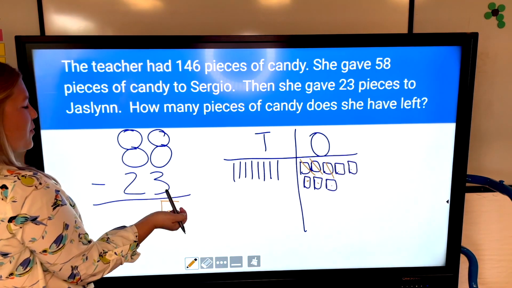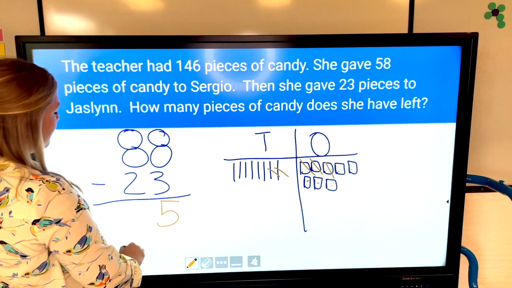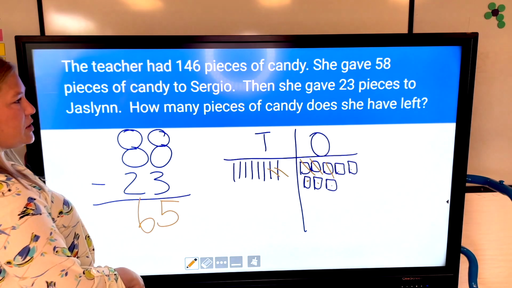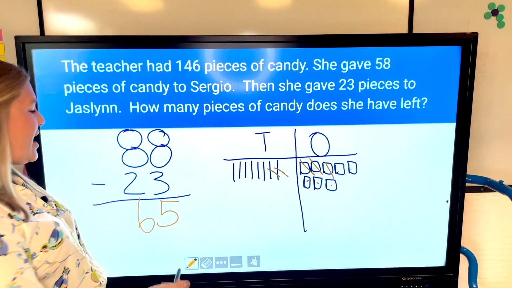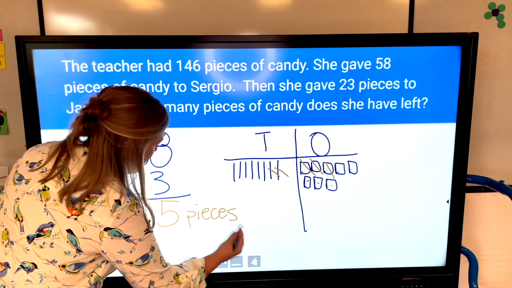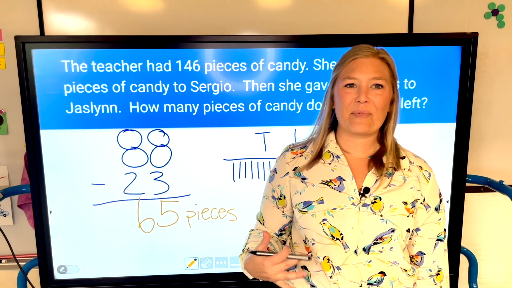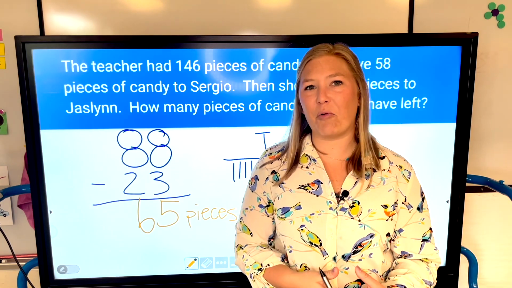And I can take away 2 from my tens column. And I see I have 1, 2, 3, 4, 5, 6 left. So how many pieces of candy does she have left? She has 65 pieces after she gave them away to both Sergio and Jaslyn. All right, nice job. Thanks for doing that along with me.